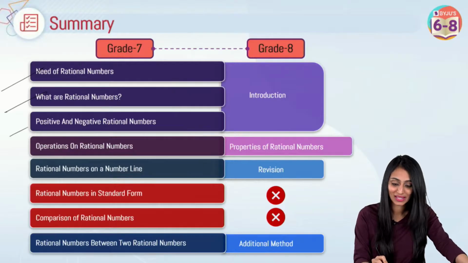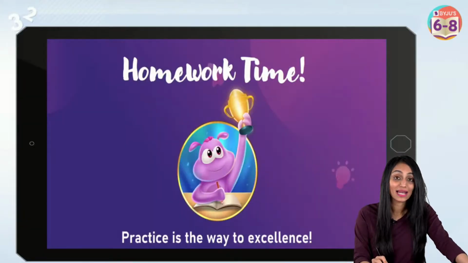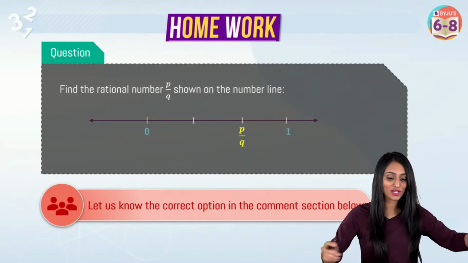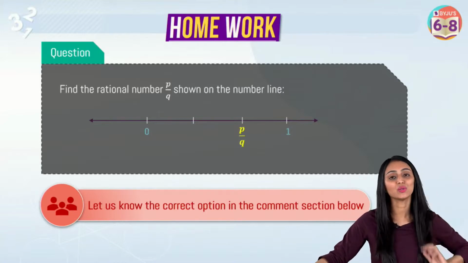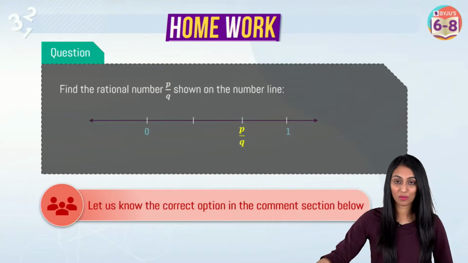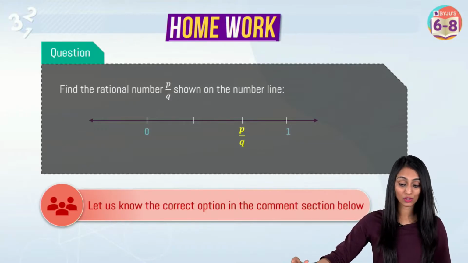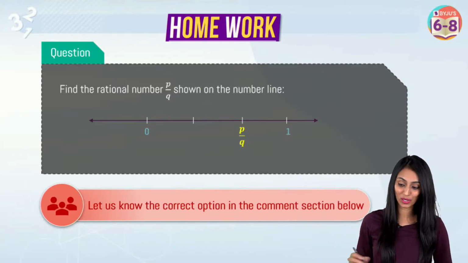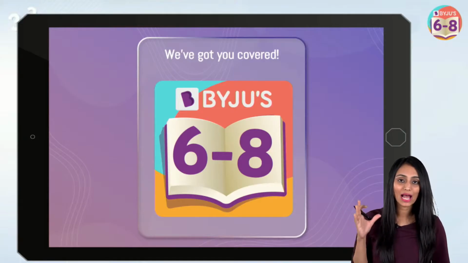Amazing. Good, good. Now, homework time. This is the homework question for you. Find the rational number P by Q shown on the number line. You can solve this question after this session and let me know the correct option in the comment section below.